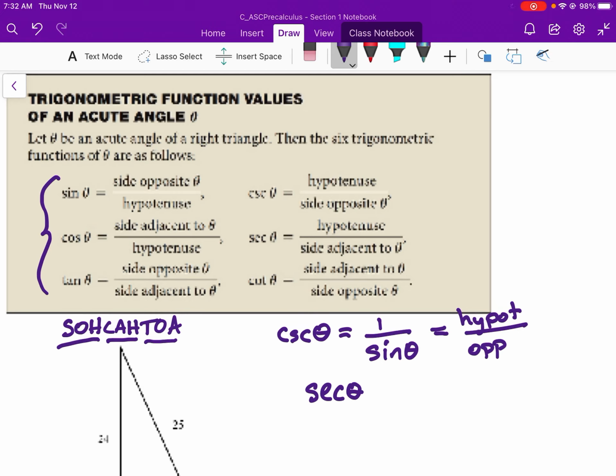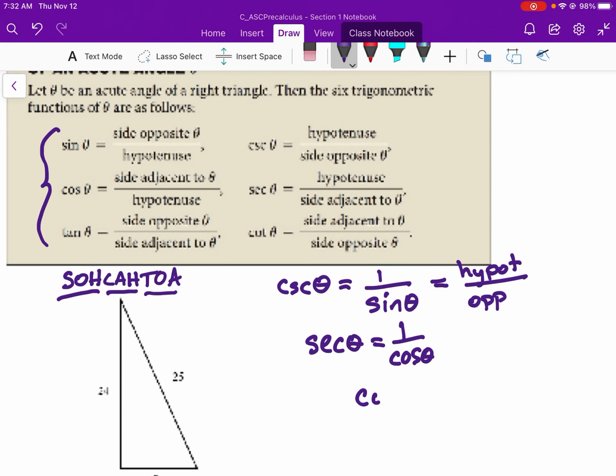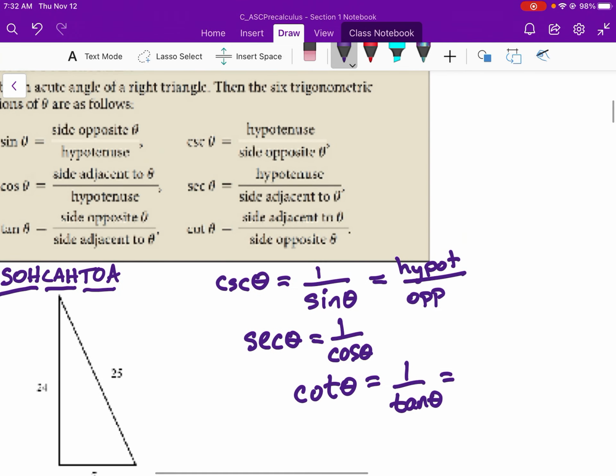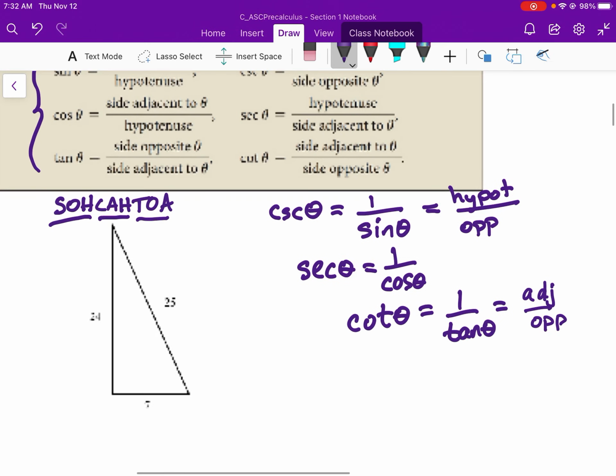Secant is the reciprocal of cosine, and the only way I remember that is that it's backwards, which is a silly way to remember it, but that's the way I remember it. And then cotangent is the reciprocal of tangent. If tangent is opposite over adjacent, this is adjacent over opposite. So there's no cute little SOHCAHTOA for cosecant, secant, and cotangent. These are just things you have to know.